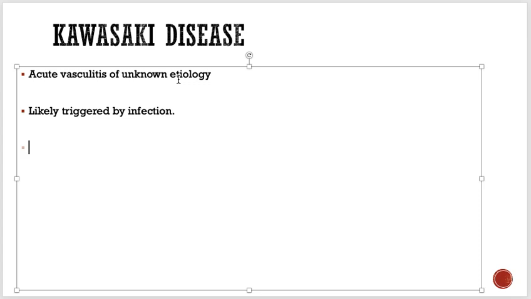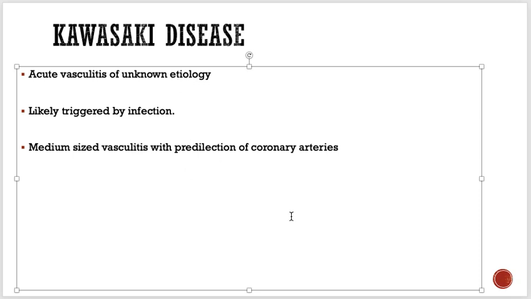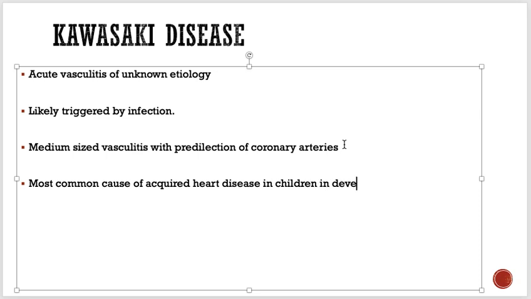Now, the important thing about Kawasaki disease: it's a vasculitis. One thing is clear, it's a medium-sized vasculitis, right? With predilection of coronary arteries. Now, this is the most important point. Whenever this vasculitis affects the coronary arteries, that's why it is dangerous. And why I'm teaching you this is because it is the most common cause of acquired heart disease in children in developed countries.